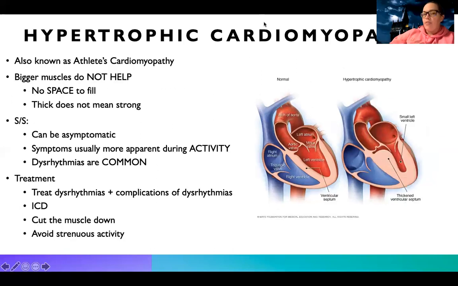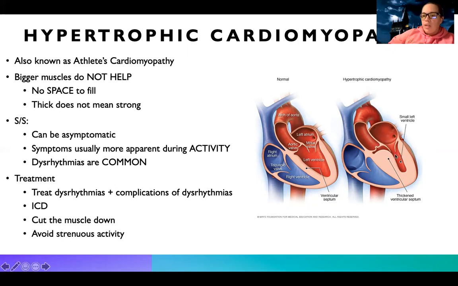On the opposite end, there's hypertrophic. So we just talked about a thin, weak wall. Hypertrophic is the opposite. This is a thick wall. And a bigger muscle may seem like a good thing, like, wouldn't a thick muscle be great? It's a lot better than that thin muscle in dilated cardiomyopathy. But here's the thing, a bigger muscle does not help in this situation. There's no space to fill.